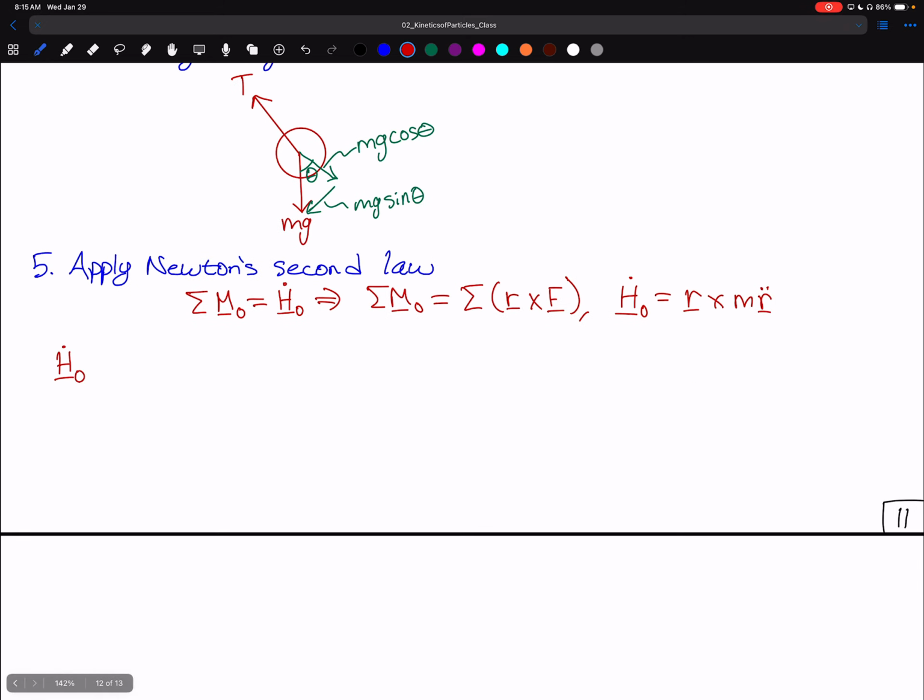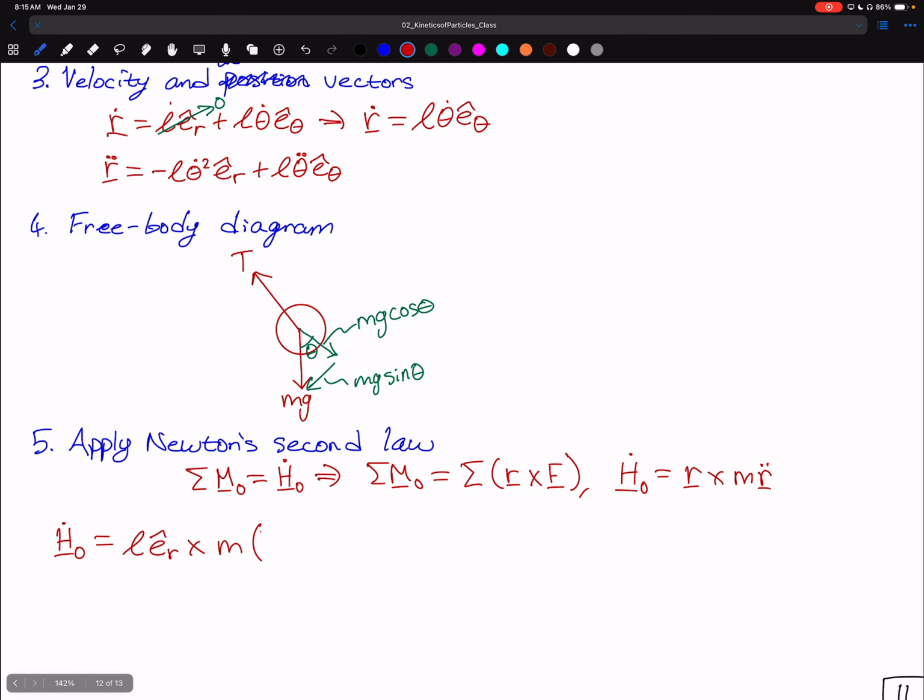So let's go and compute the angular momentum rate of change first. This is going to be equal to, well, our position vector is L e hat r crossed with the scalar m times our acceleration vector, which is minus L theta dot squared e hat r plus L theta double dot e hat theta.